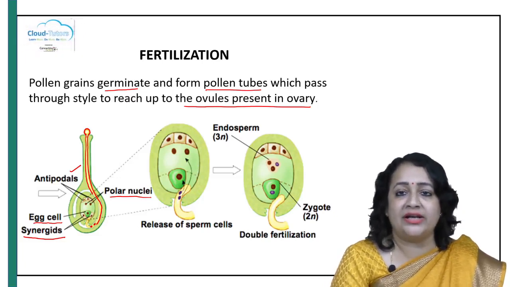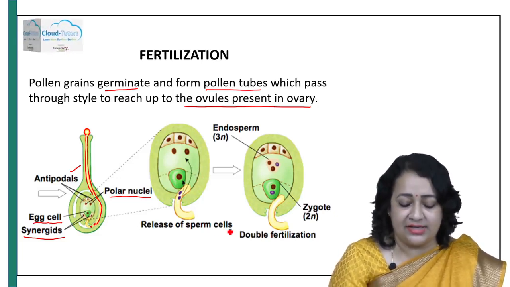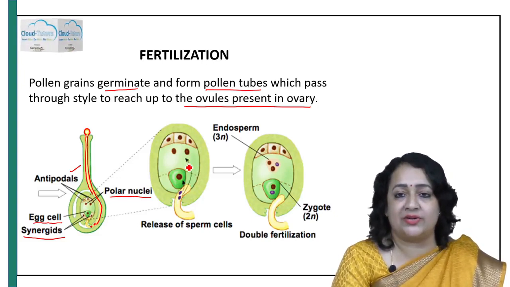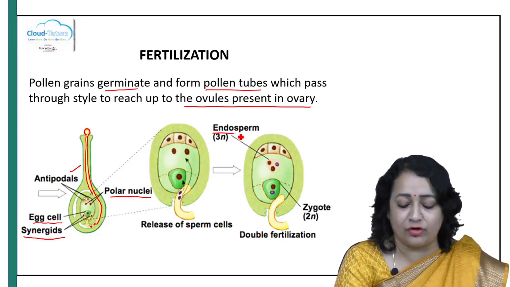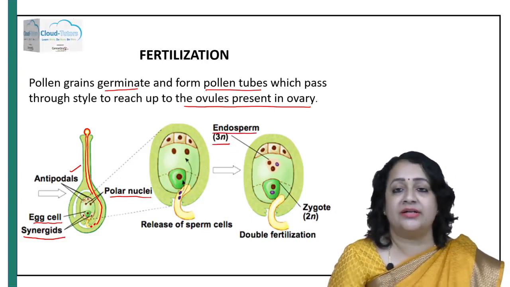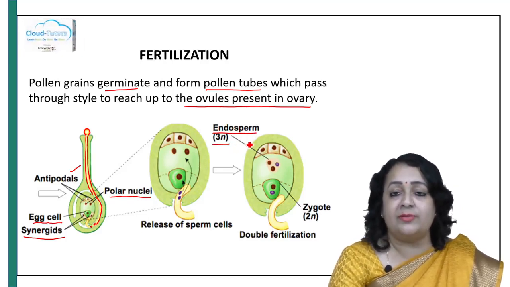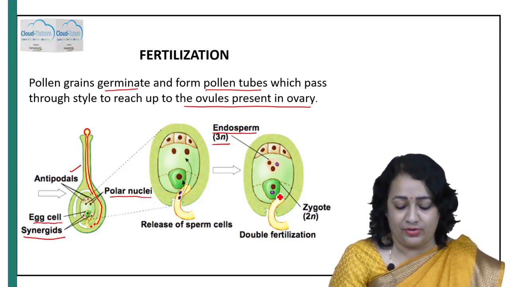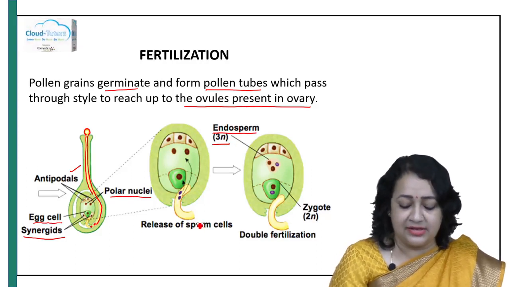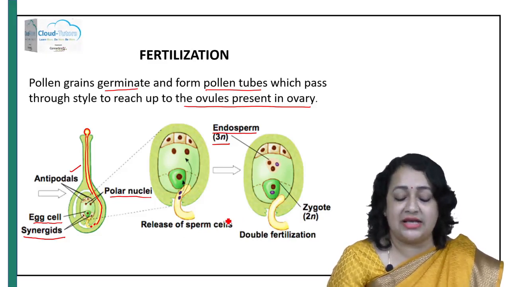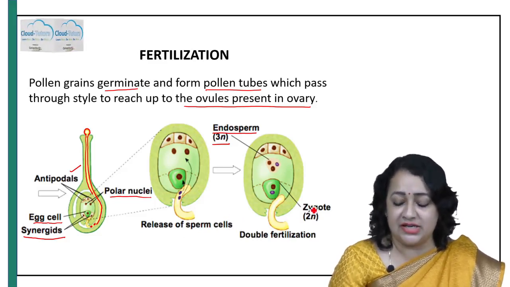So polar nuclei, there were 2, so it is 2n, plus again the sperm cell is going to fuse with that, so that becomes 3n, forming an endosperm. Endosperm will be formed, and that endosperm provides nutrition for the embryo. So what has happened? The other sperm cell has fused with the egg cell, forming a zygote.